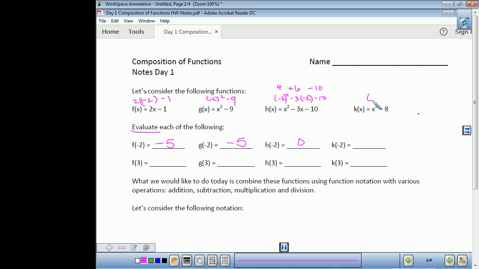Okay, we plug in -2. We get -8 when we cube -2, minus 8 gives me a -16. All right, you try the second row. Now you're welcome to use your calculators, guys.